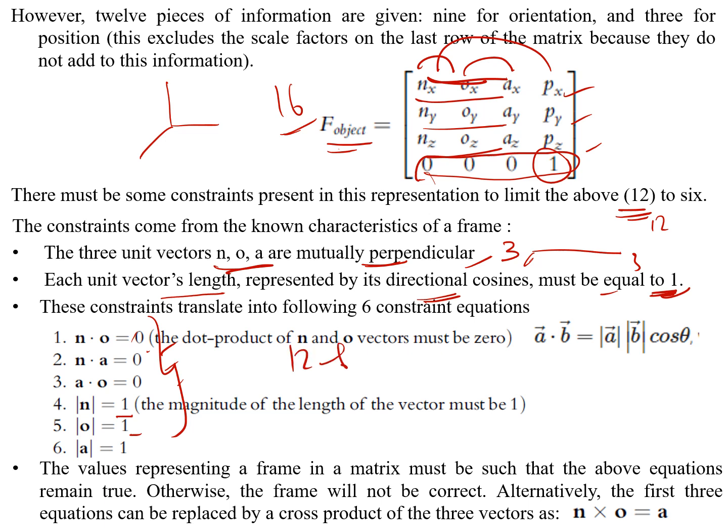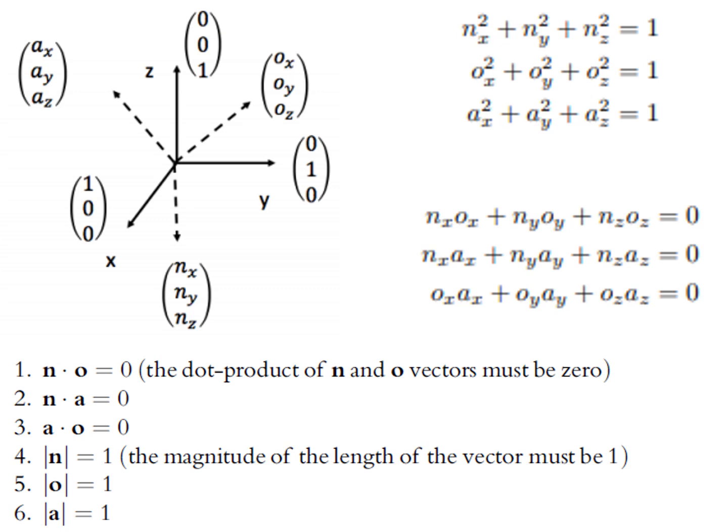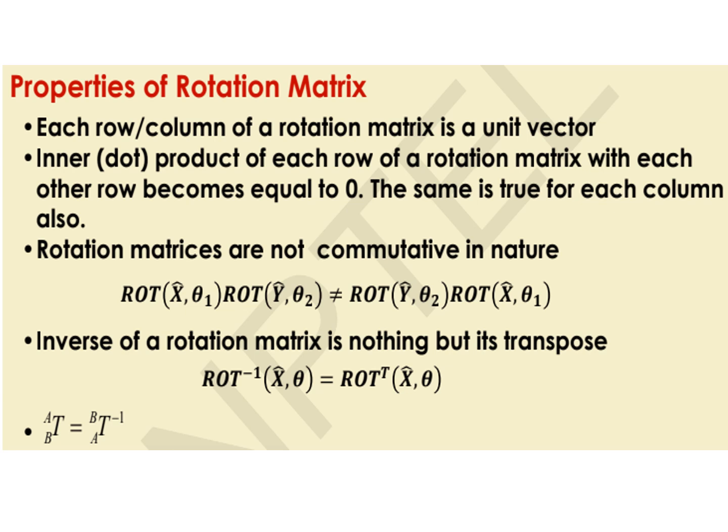So 12 minus 6 equals 6. So we have only 6 more constraints. Likewise, we can decrease the number of constraints using the standard property. So the remaining equations: this is your magnitude equal to 1, and this is your dot product equal to 0. With this, we can determine the rotation matrix.